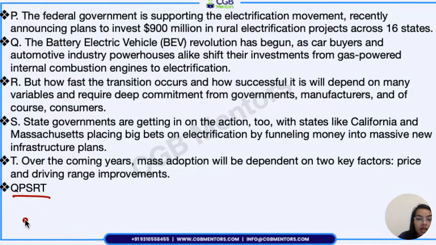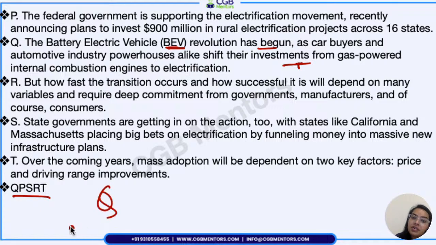Answer is QPSRT. The federal government is supporting the electrification movement, recently announcing plans to invest this much of money. But why are we giving these details? Again, it will not be first. The battery electric vehicle BEV revolution has begun as car buyers and automotive industry powerhouses alike shift their investments from gas to this. Okay, so now we know that we are going to talk about electrification and something more to it.